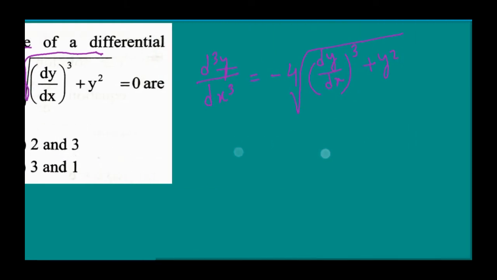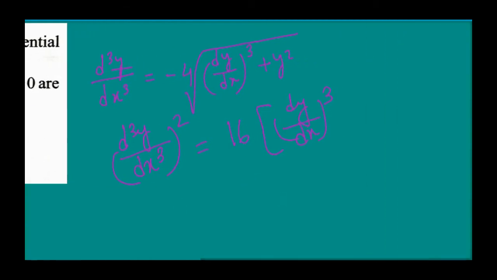So we have to square this one from both sides. If we square this one, (d^3y/dx^3) whole to the power 2 is equal to 16 whole into (dy/dx) whole cube plus y square, and here order is 3 and degree is 2, this one.